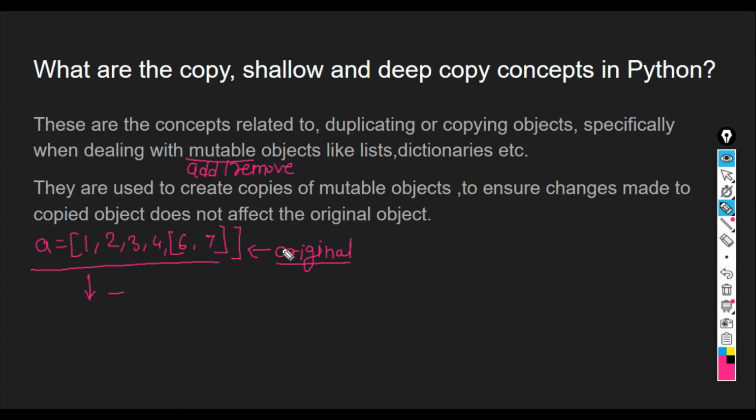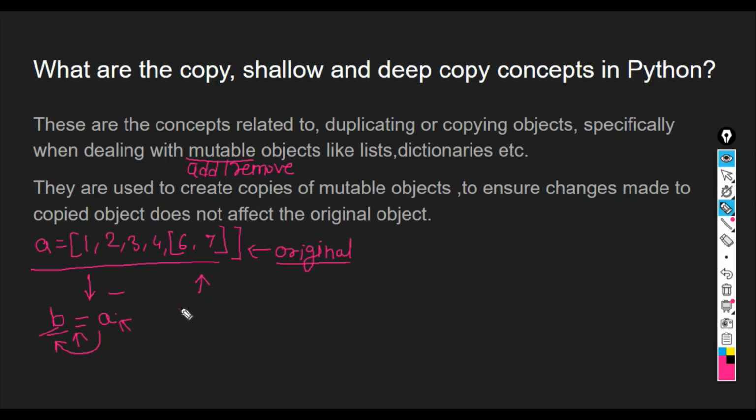For that purpose, you need to copy this list into some other object. The simple way of copying is b is equal to a. Using assignment, whatever object a is, it is stored in object b. This is the copy concept. This is just a rough example I am telling you; we are going to see in detail what is copy, shallow copy and deep copy. So I have taken b is equal to a.